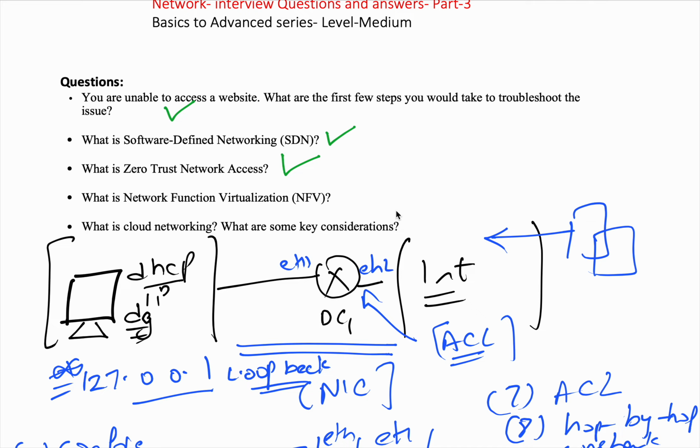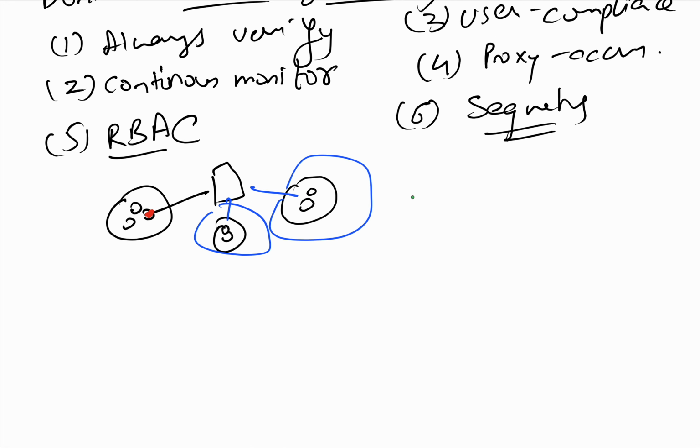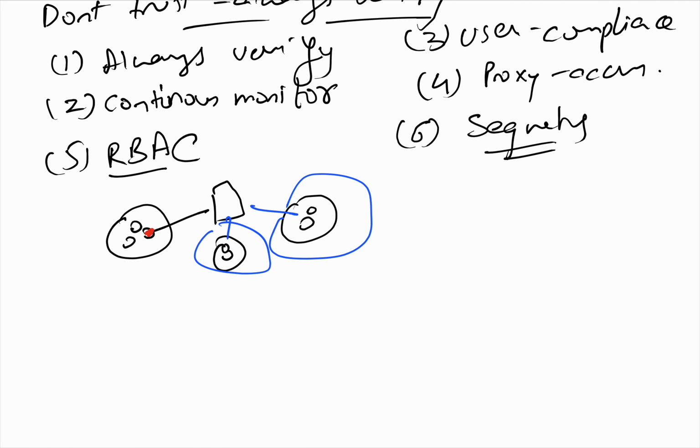The next one is, what is network function virtualization? This is again an important question. Network function virtualization, or NFV, is a network architecture concept that virtualizes network appliance functions that have traditionally been implemented in dedicated hardware, right? This allows services like firewalls, load balancers, IDS, and VPN solutions to be deployed in software.